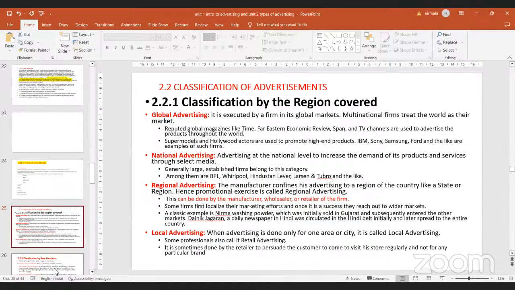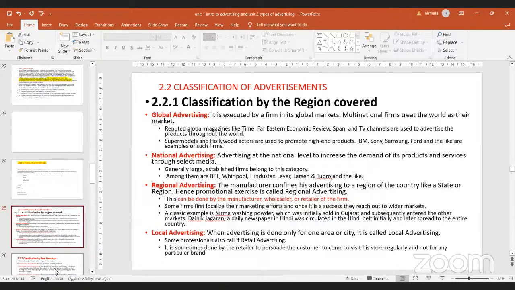customers throughout the nation. And when it comes to regional advertising, a manufacturer confines himself to giving an advertisement to cover a specific geographical area. It could be a state, it could be a region, or it could be a district. So here, they are confining advertising to a certain region only. We call it regional advertising. And it is generally done by the manufacturers and wholesalers and also the retailers of the particular firms or organizations.